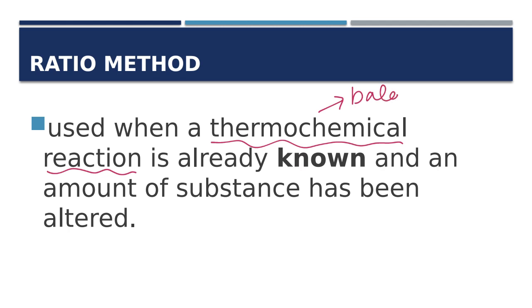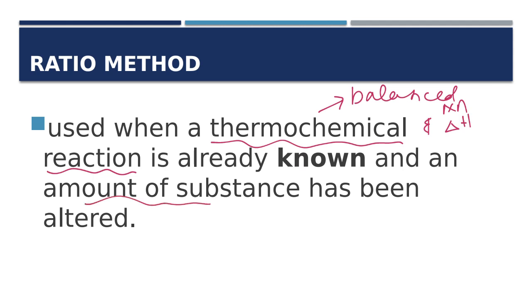What we need to have already at our disposal is the balanced chemical reaction, and we have to know the delta H, okay? So you won't be able to use the ratio method unless you already have the complete thermochemical equation given to you. And then when you do, we're going to alter something about that system.